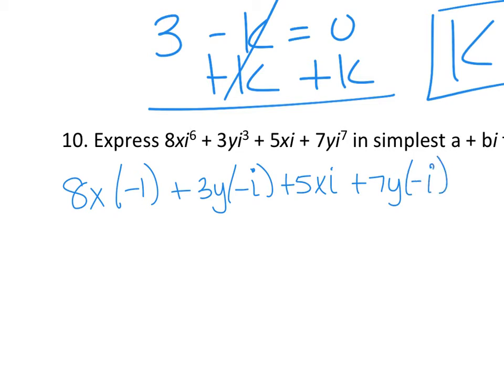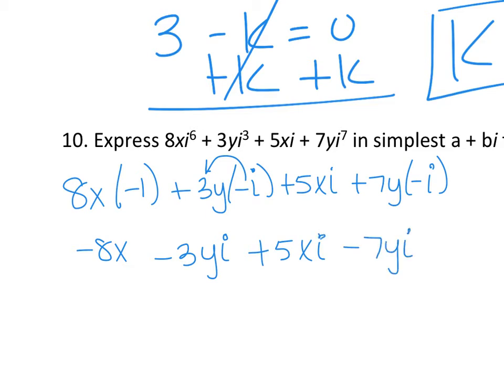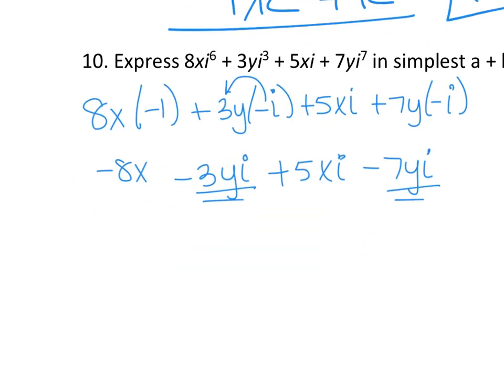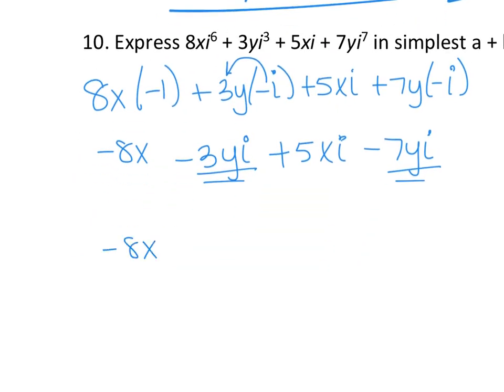Let's clean this up a bit. This gets you -8x because a -1 times 8x is -8x. This will get you -3yi because that negative is going to pull to the front here. Plus 5xi, and then again a -7yi. Combining like terms, these guys are the only ones that can combine. So I'm going to end up with -8x plus 5xi minus 10yi. And there you go. That's a little sloppy at the end. Let's fix that up.